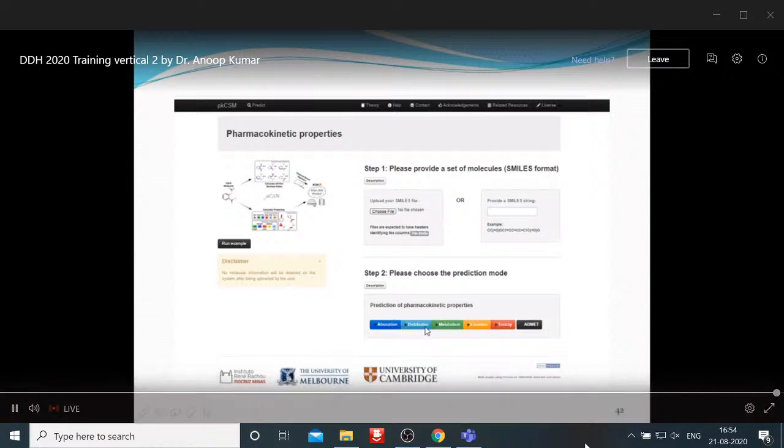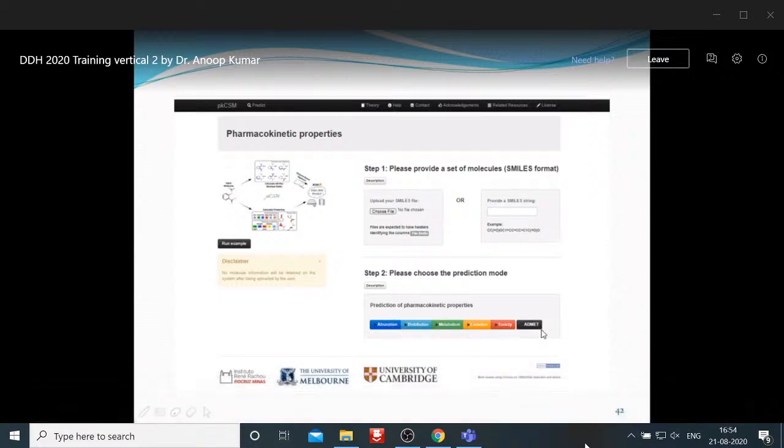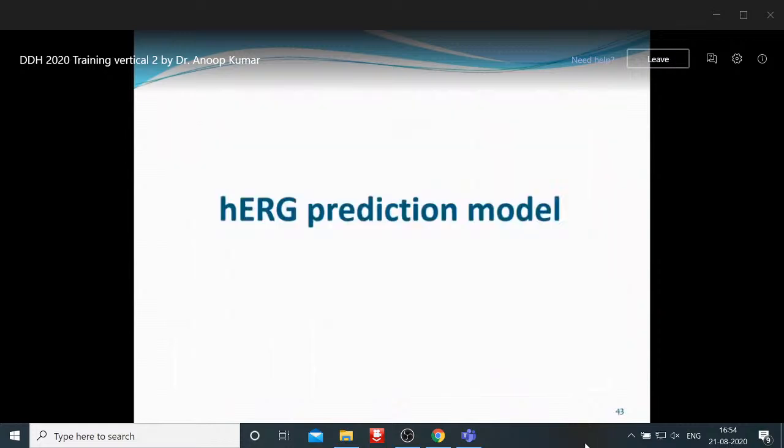If you see this, absorption, distribution, metabolism, excretion, toxicities, all this information you can get. You put the molecule in SMILES format, or you can choose a file and upload it, then submit it to the server, and then you will get the results about this profile.